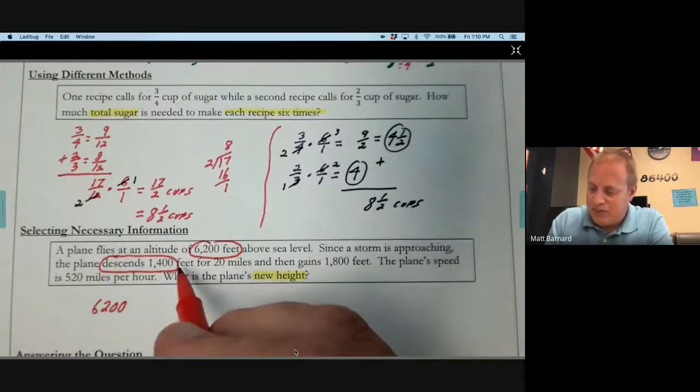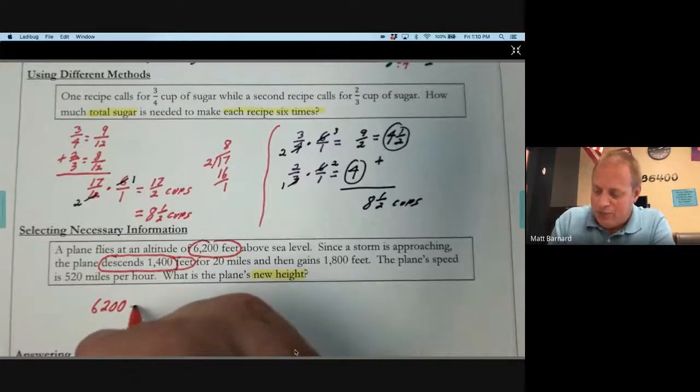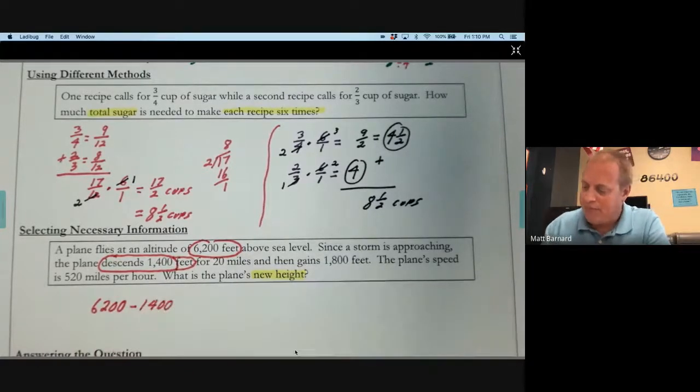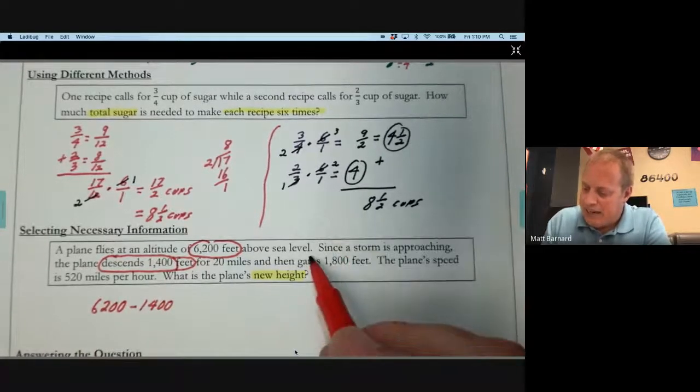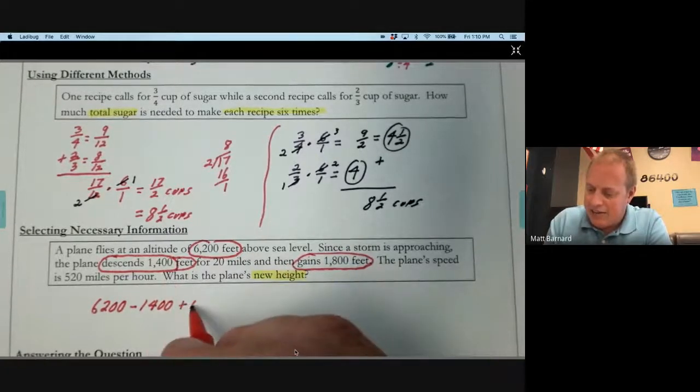And notice the units are the same. Could circle the feet as well. So descending means it's going to drop. So I'm going to take 1,400 away from that. And then it's going to gain 1,800 feet. So I'm going to add 1,800 to that.